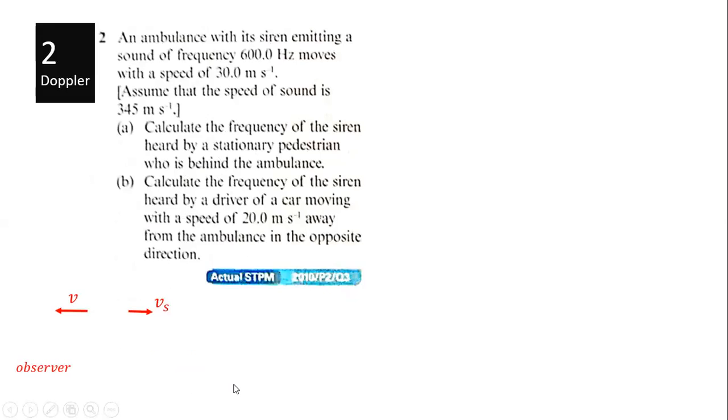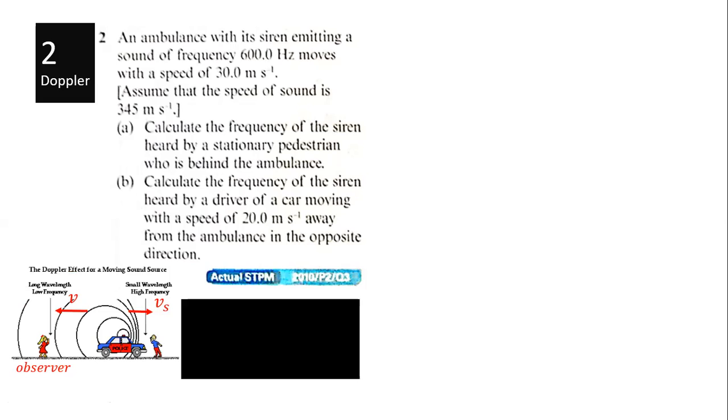Go to number 2. An ambulance with siren emitting a sound of 600 Hertz moves with speed of 30. Speed of sound is given. Calculate the frequency of the siren heard by the stationary pedestrian who is behind the ambulance. Okay, as I say, that's an important formula that you must remember and know how to use. This observer is not moving, so that one is 0. This is the speed of the source that is emitting the sound.